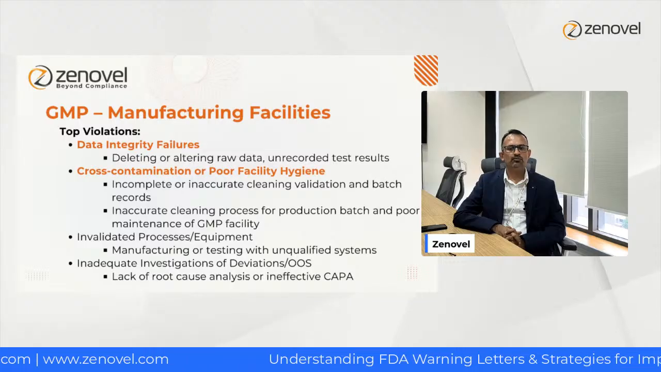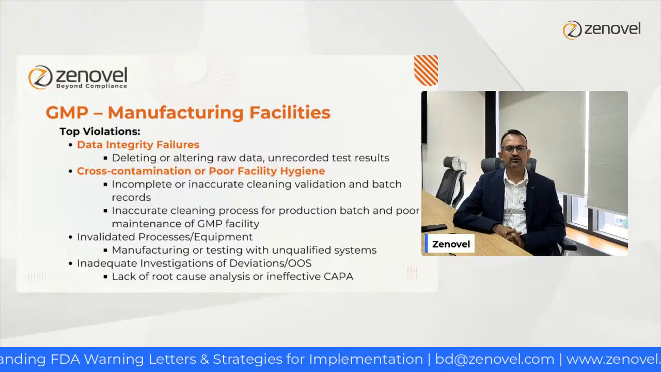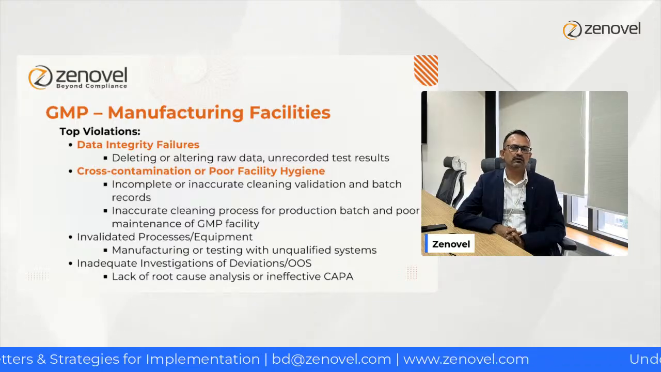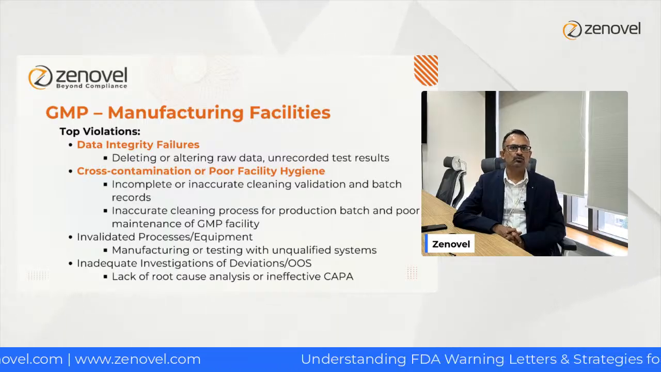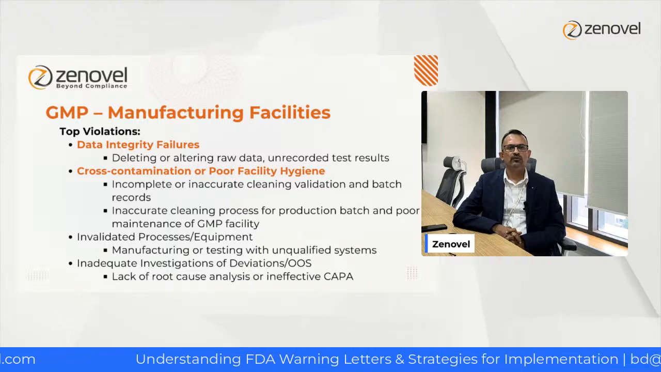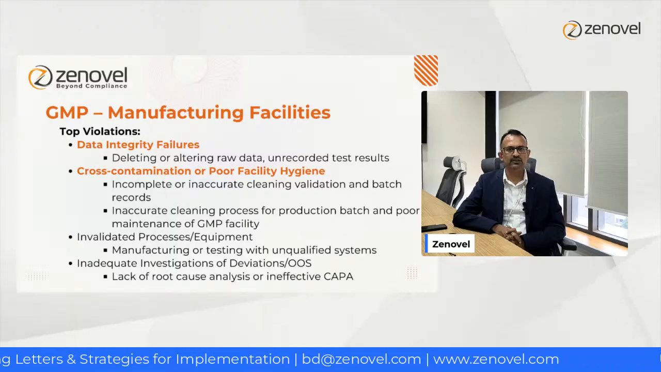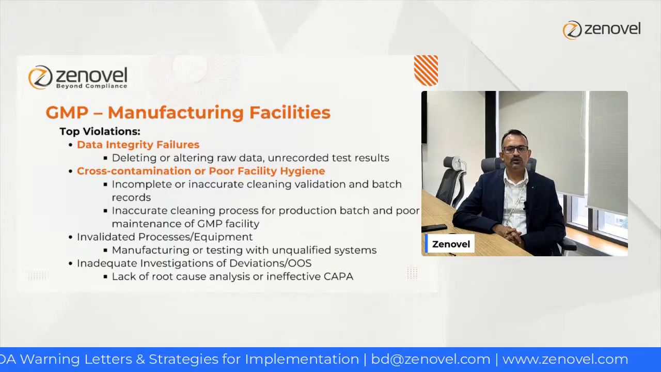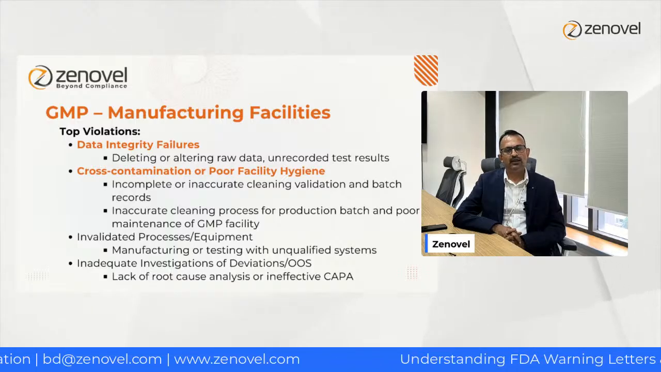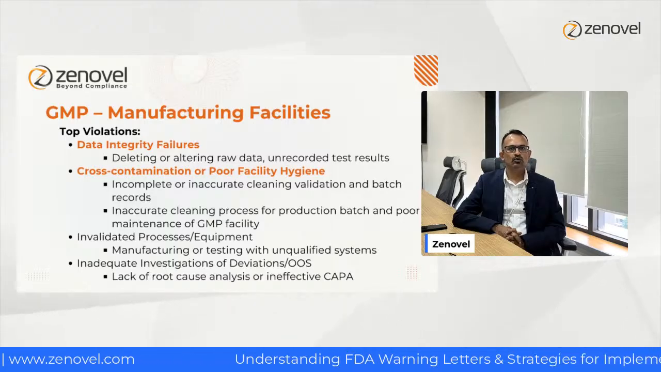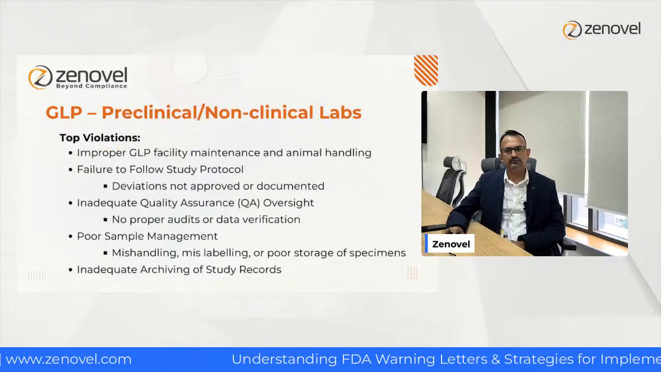The next is unvalidated process equipment, meaning manufacturing or testing with an unqualified system. Sometimes equipment like GCMS, LCMS, or HPLC, which are used to generate the data of the batches, were either not qualified or not calibrated properly, and they are giving false results. The next is inadequate investigation of deviations and OOS. After repeat analysis, people are not performing root cause analysis and they are not handling OOS properly. That is all about GMP facilities.